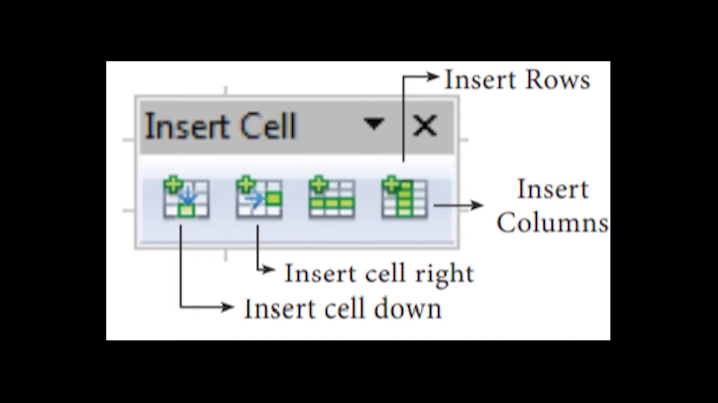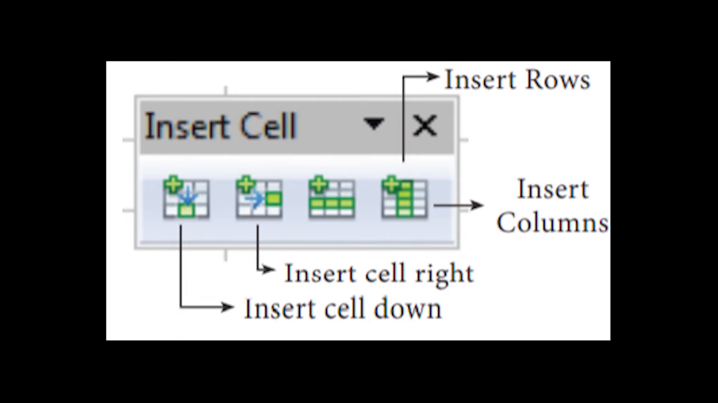Okay, a small floating toolbar will appear on the screen with 4 icons, right? With these 4 icons, you can insert cells, rows or columns. Here, if you see this insert cell toolbar, the first one is insert cell down, the next one is insert cell right, the next one is insert rows, and the last one is insert columns.